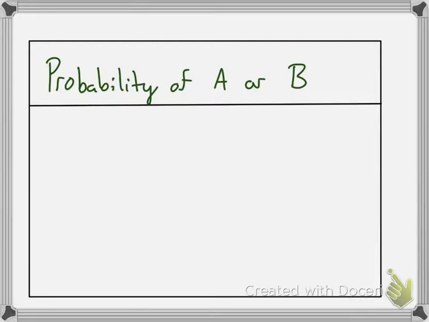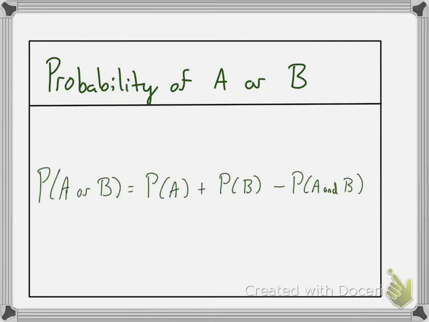So this is important if I'm trying to calculate the probability of A or B. When I see or, I think add. So I'm going to add the probability of A plus the probability of B, and then I'm going to subtract the overlap, the probability of A and B. So I would definitely write this formula down. You don't need to necessarily write the next one down, but just pay attention to what I'm saying here.